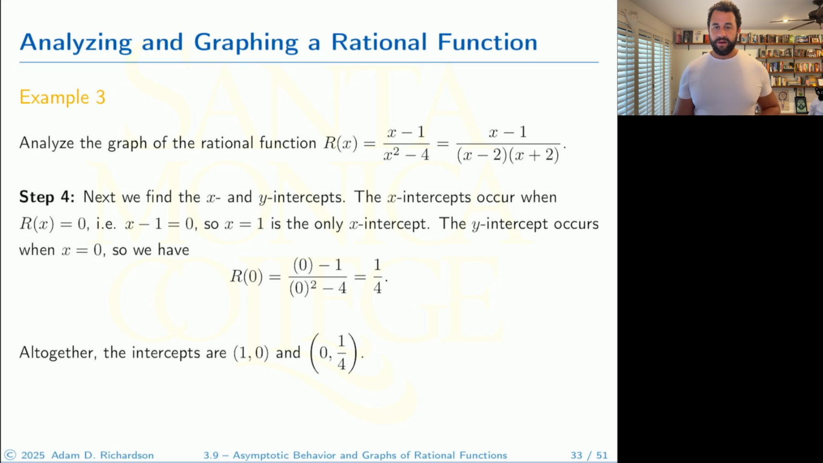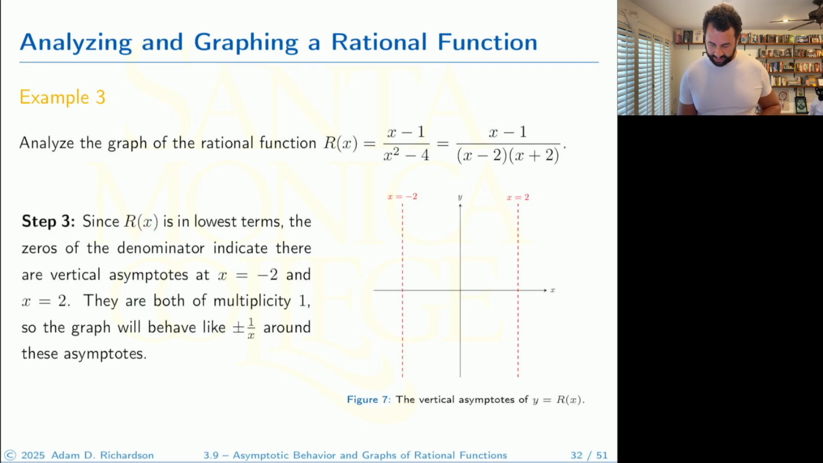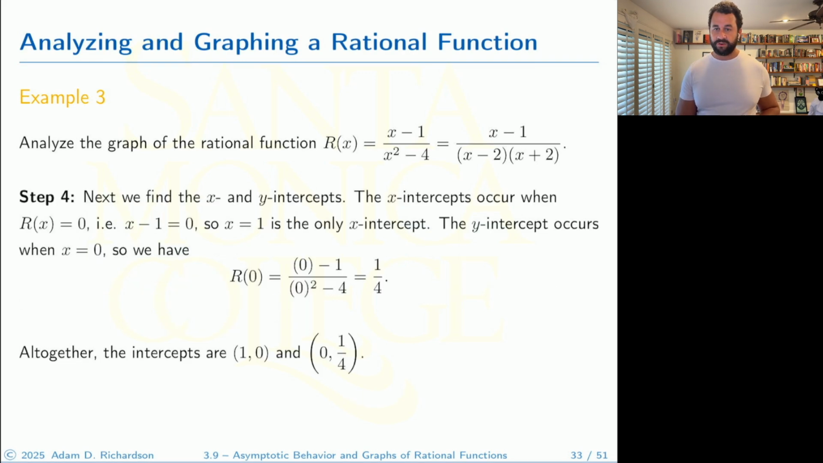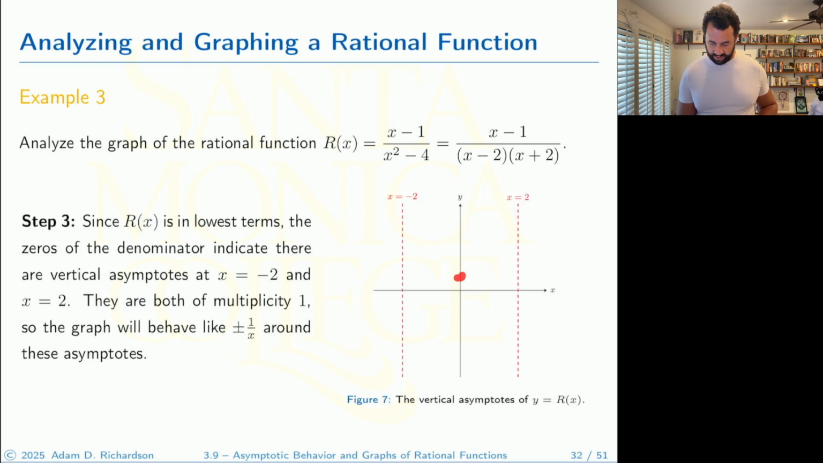All right. Let's find the x and y intercepts. The x-intercepts are the zeros of the numerator, in this case 1. So you could actually plot that. You could go and plot the x-intercept on your graph. It's 1. The y-intercept occurs when x equals 0. So we plug in x equals 0, simplify, and we get 1/4. So now we know the y-intercept is 1/4. It's going to be about here. We had our x-intercept there. Now it's really starting to agree with this, right?